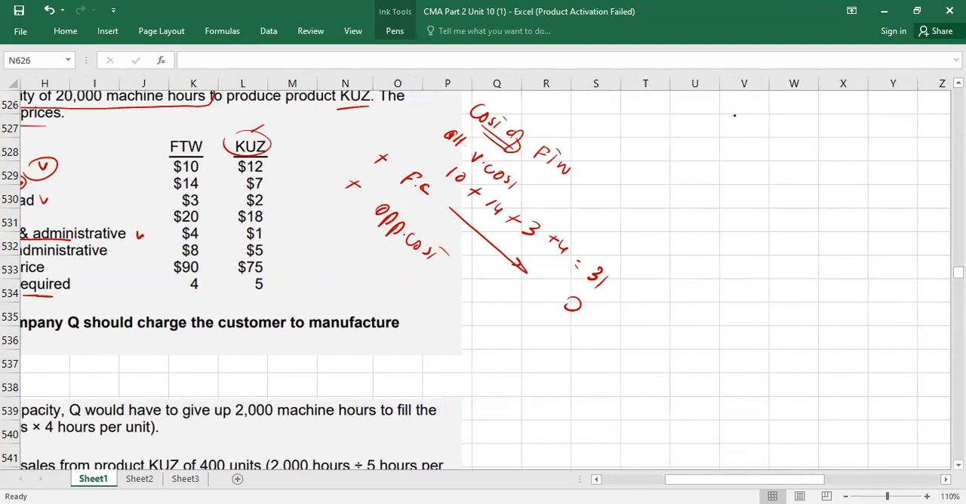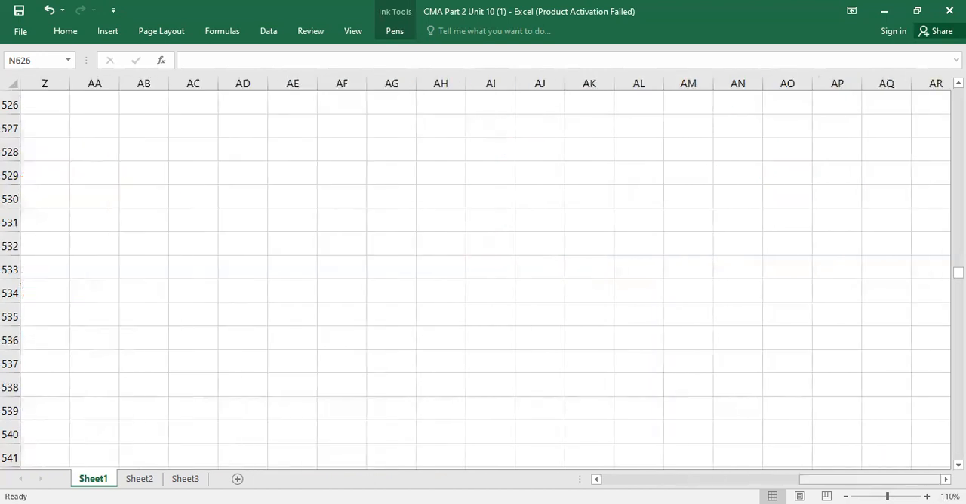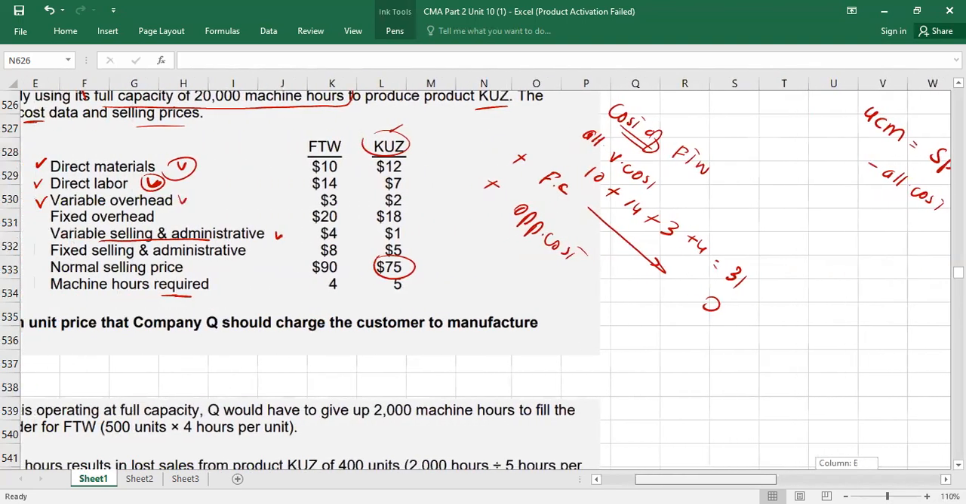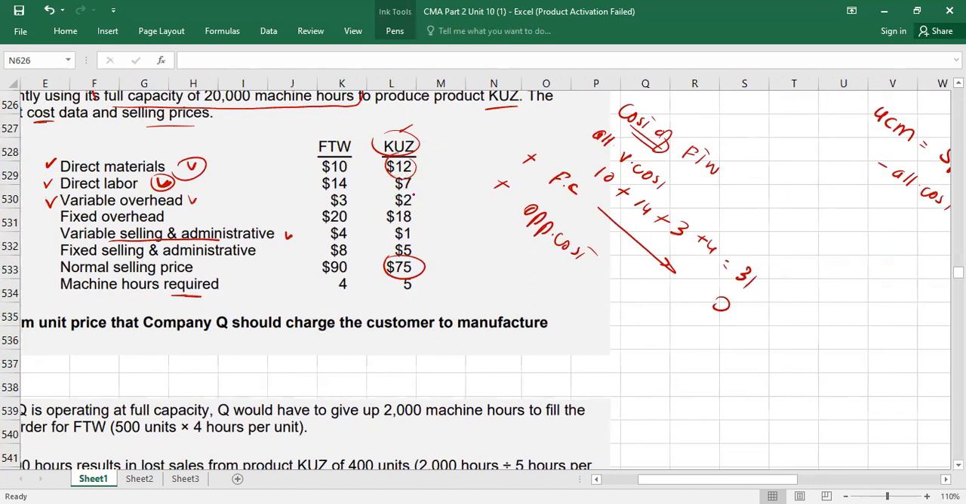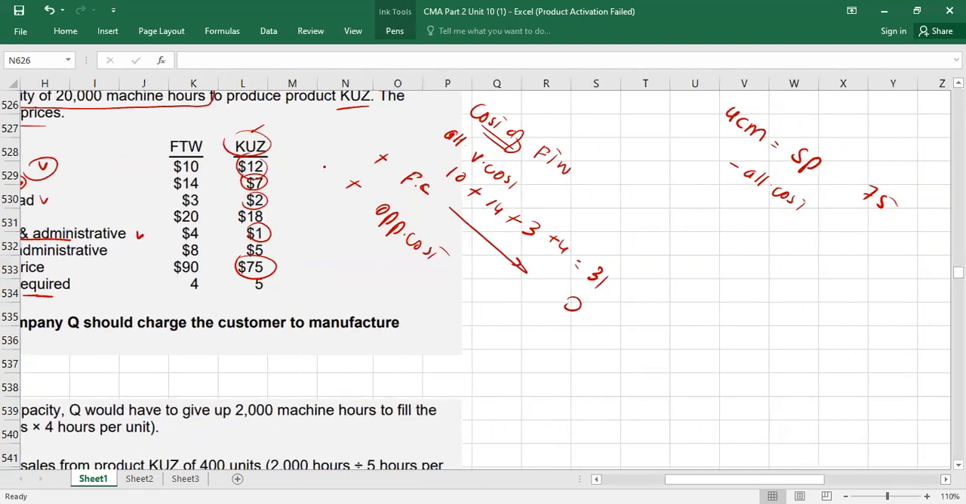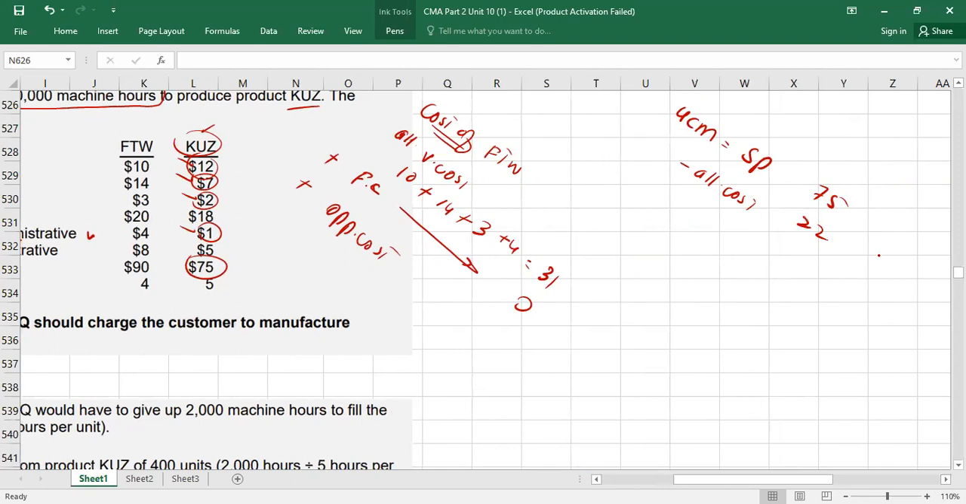First step, calculate the unit contribution margin for the product which you are going to stop. And for that, what is the formula? Selling price minus all variable cost. This is the first step to get the opportunity cost. So the selling price is given here, 75. I'll take 75 minus all variable cost. Which are variable here? Let's have a look. Variable is 12, 7, 2, 1: 12 plus 7 is 19, plus 2 is 21, plus 1, 22. 22 is all the variable cost.